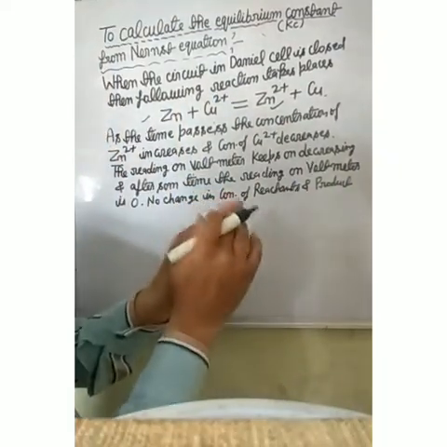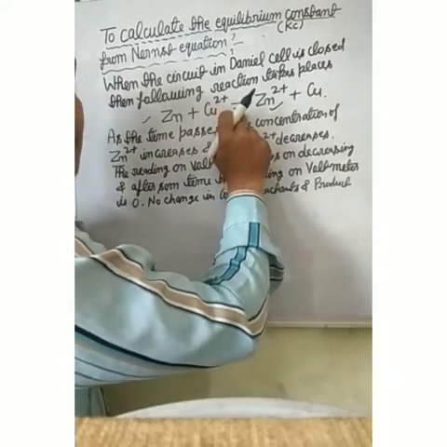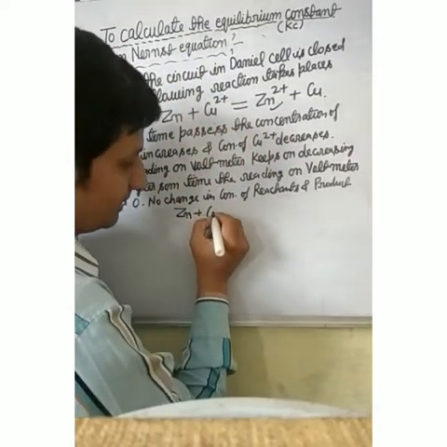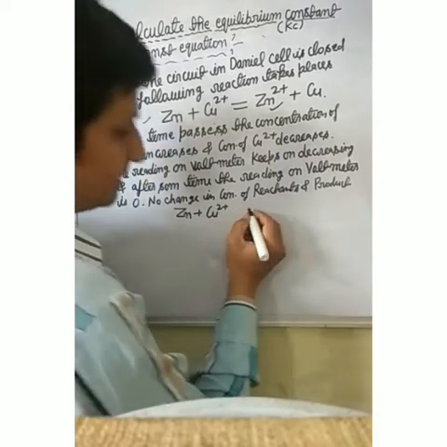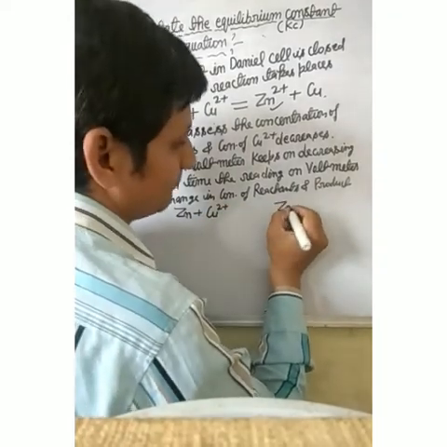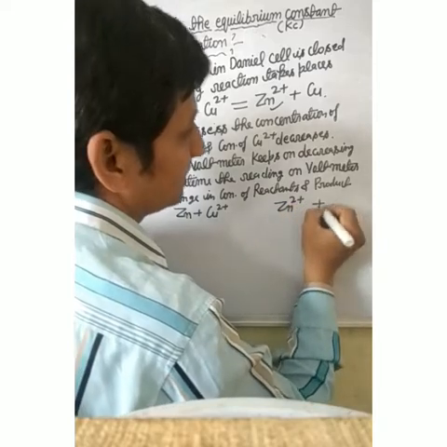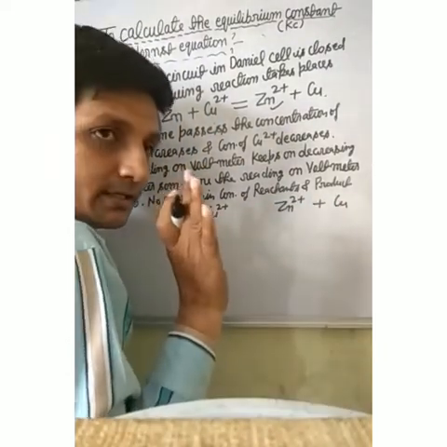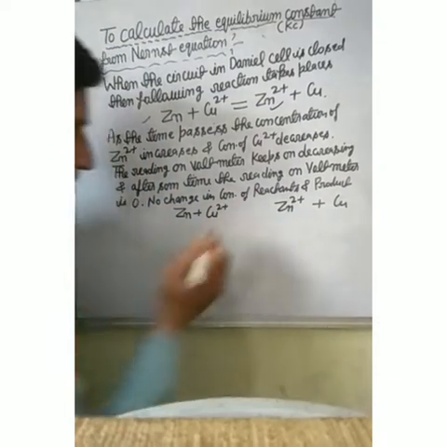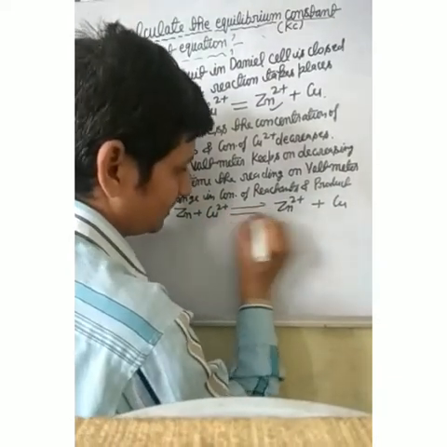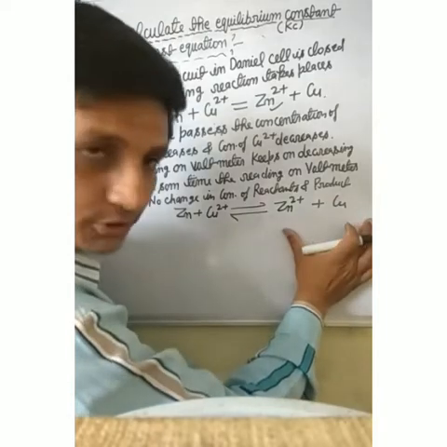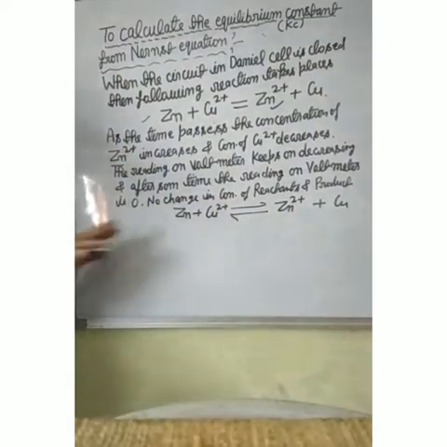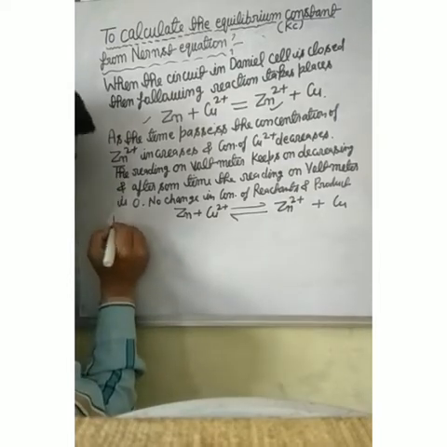When equilibrium is reached, then we have to use the reversible sign here. You know very well, in 11th standard there is a chapter on equilibrium. What is equilibrium? The state at which concentration of reactant and products are same. So this is equilibrium. Reactant combines to form product, product combines to form reactant.